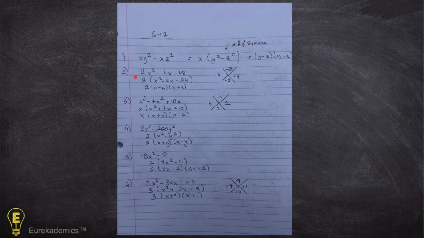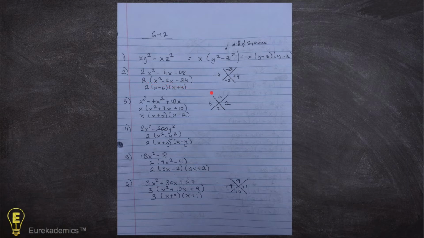Number 2. So here we're going to factor out our greatest common factor, which is 2. There he is. And what's left is x squared minus 2x minus 24. And then we have a trinomial with no coefficient in the front, so we jump to our X method. And how does this work? So this is our a number, our b number, and our c number. Okay? So a is 1.